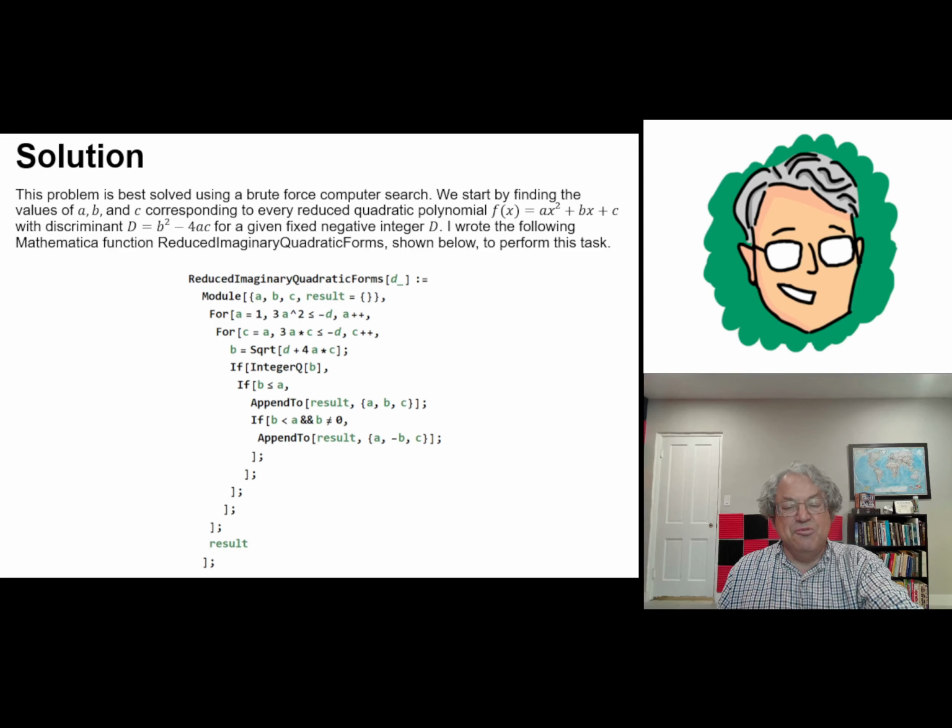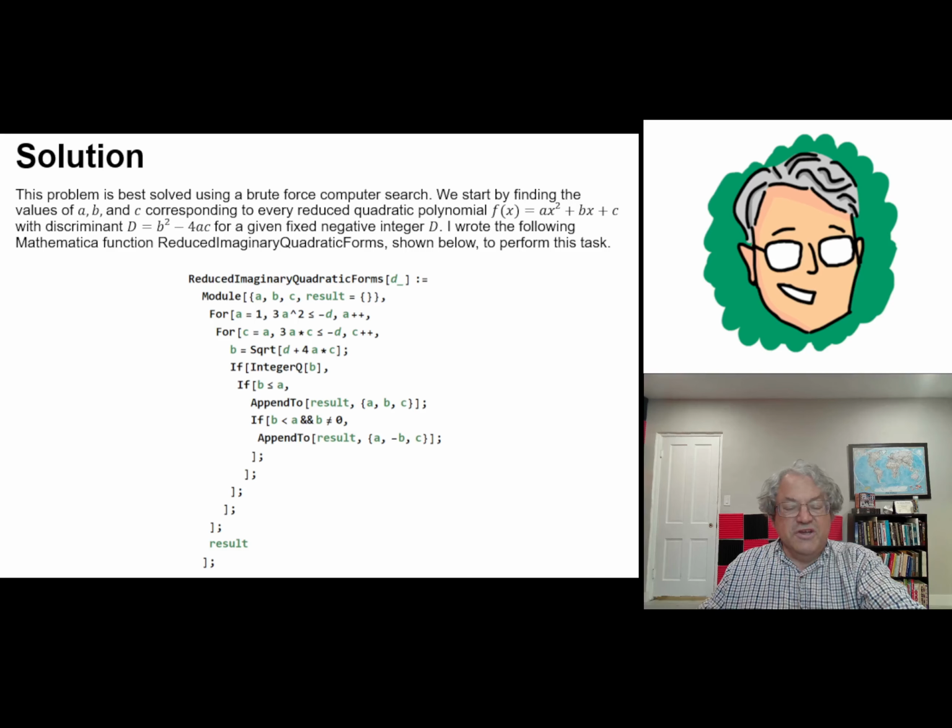Well, there's also a negative square root. You have to be a little bit careful here, because remember we have the requirement that B has to be strictly less than A in order for A minus BC to also be reduced. And I didn't want to duplicate my results, so I'm requiring that B is non-zero. If we do that, we get a second form, AX squared minus BX plus C, whose discriminant is also D. So this will find all the reduced quadratic polynomials of discriminant D.